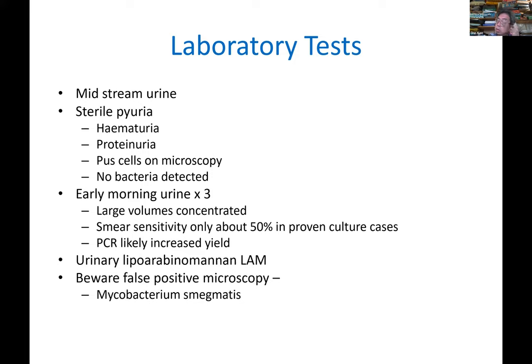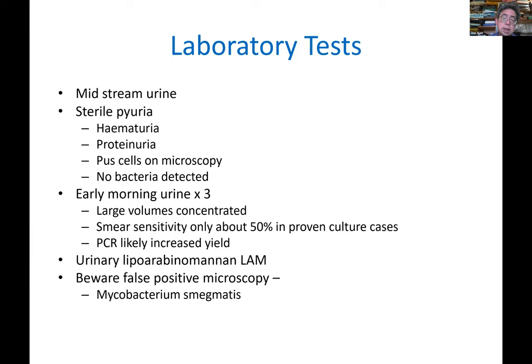So how do we diagnose this? The standard would be a midstream urine, and then noticing that in fact there's a sterile pyuria, which should raise alarm bells, particularly if the microscopy shows pus cells but there's no evidence of bacteria at all. So hematuria, proteinuria, obviously correlates of inflammation.